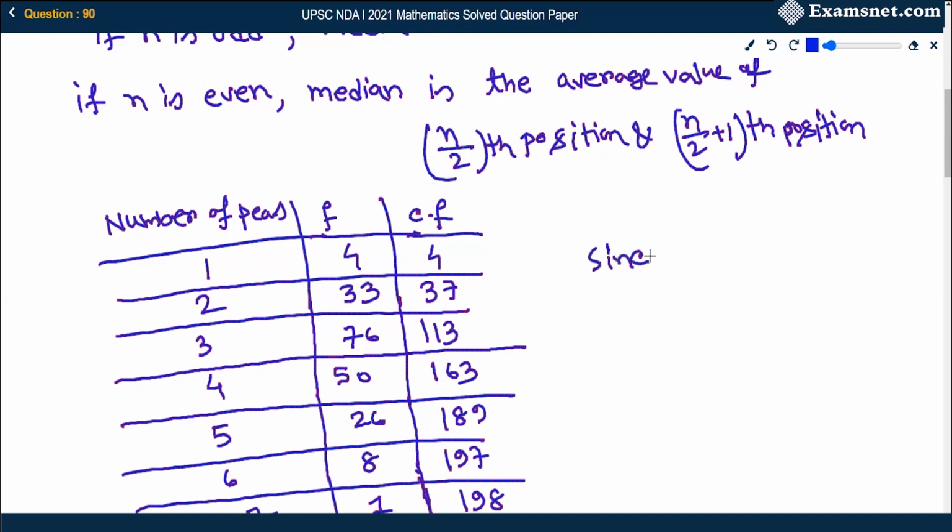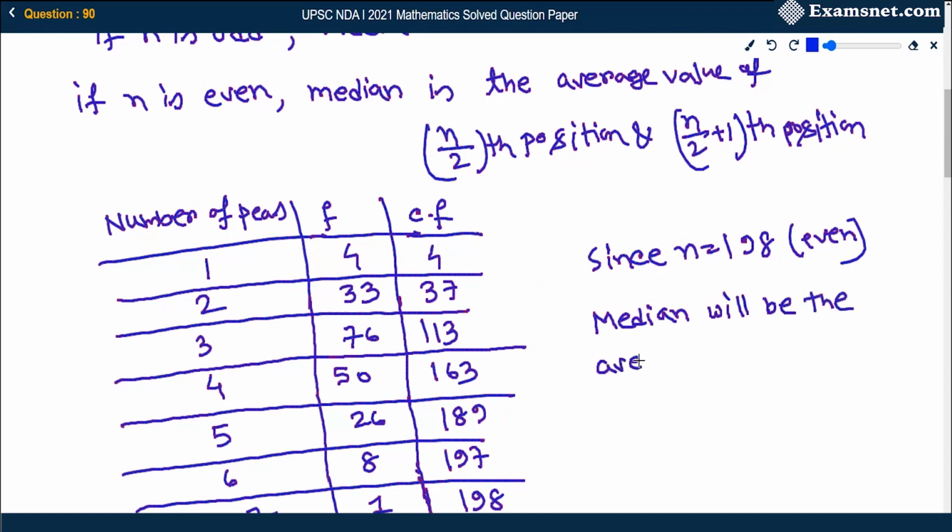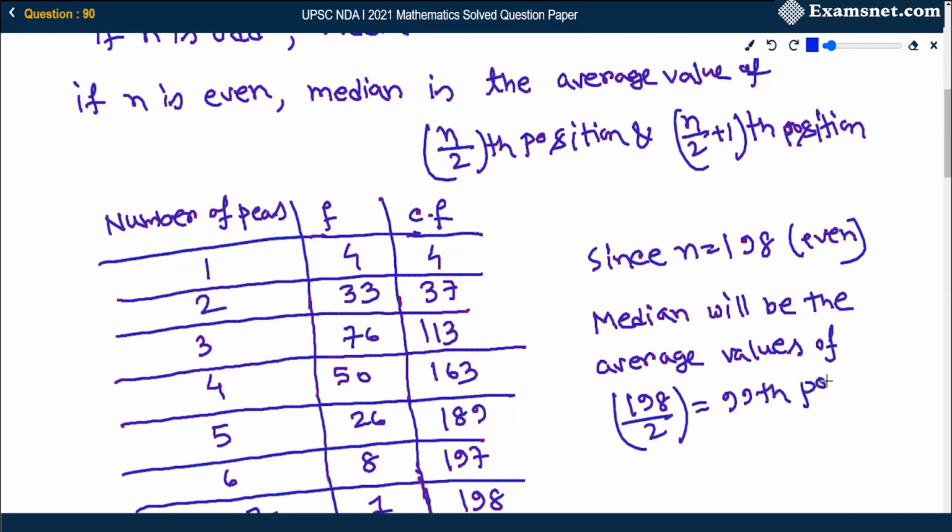So since n equals 198, which is even, the median will be the average of the values at 198 by 2, that means 99th position, and 99 plus 1, 100th position.